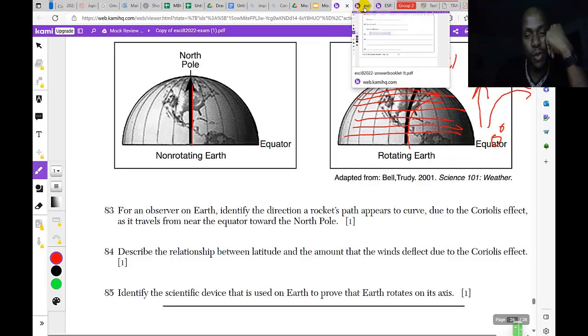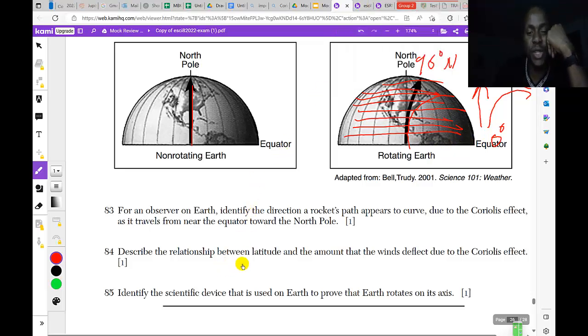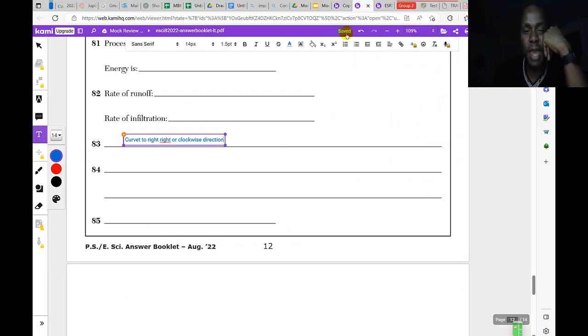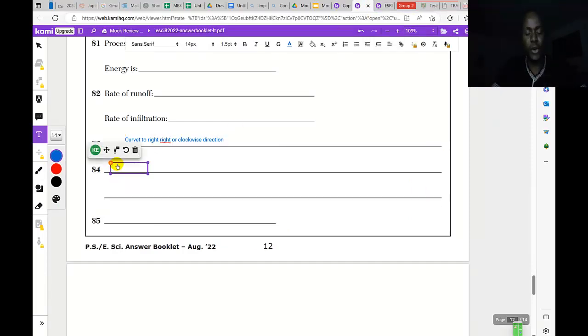That is what the question was asking. Describe the relationship between latitude and the amount that the wind will be deflected, that is curved, due to the Coriolis effect. And we know the Coriolis effect would deflect things to the right or clockwise direction in the northern hemisphere. So let's type that down, and then that'll be a good wrap for us.